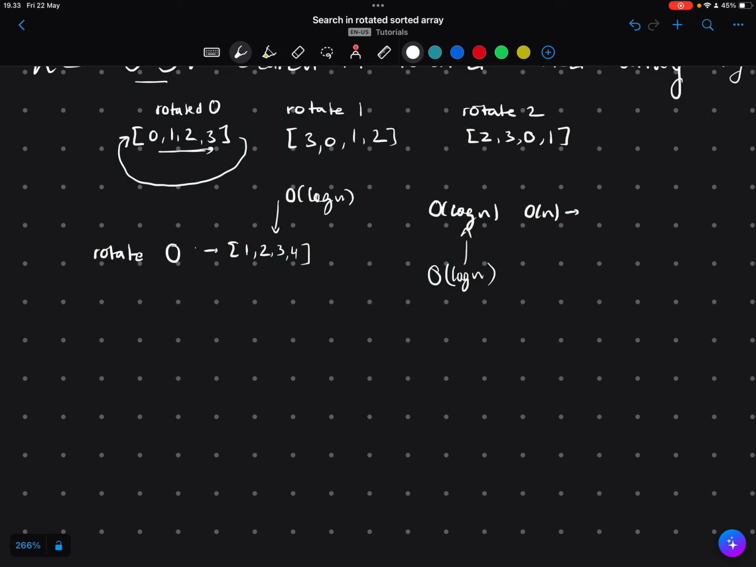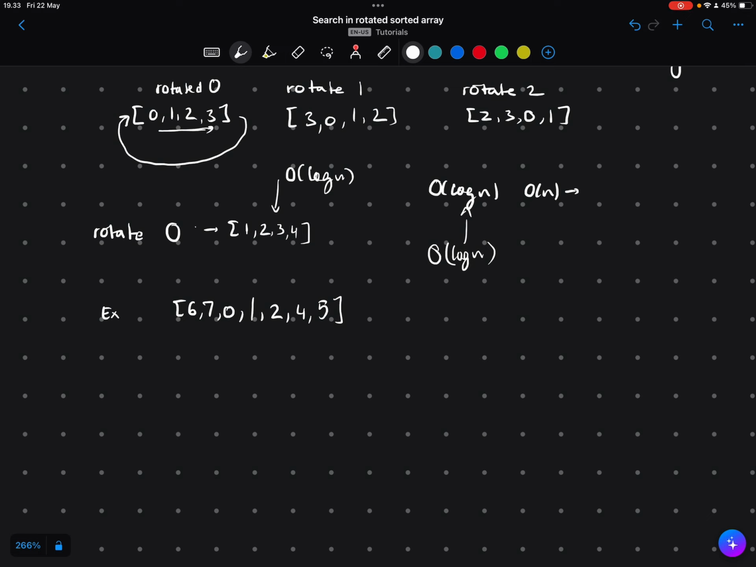Now let's consider a rotated array. I'll just start off with a simple example. So let's consider the example 6, 7, 0, 1, 2, 4, and 5. This is a sorted array in the sense that it has been rotated twice actually. It used to be 0, 1, 2, 4, 5, 6, and 7, but now we've rotated it essentially.